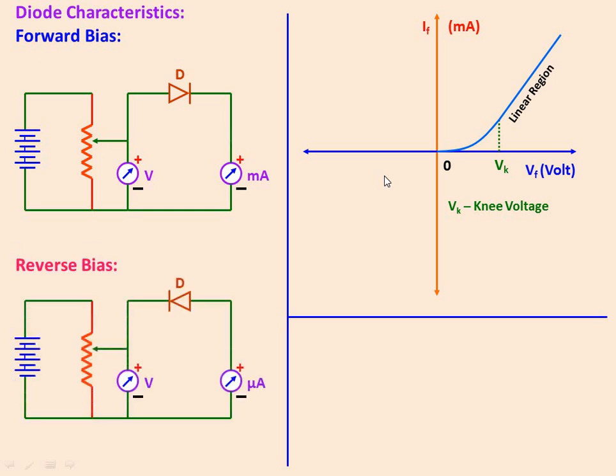Now as I told you earlier, either you can change the terminals of the battery which are connected to that, or just reverse the diode. That's what I am doing here. I have reversed the diode terminals. So now there is no problem, right? So now the reverse voltage I have taken along the negative x axis, and the reverse current, which will be in the order of microamperes, along the negative y axis.